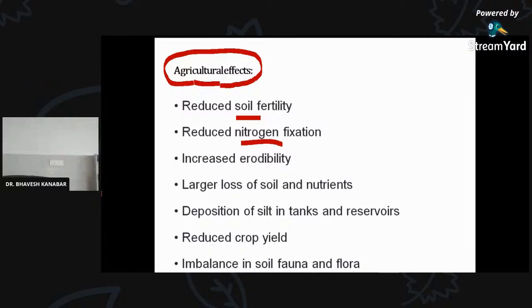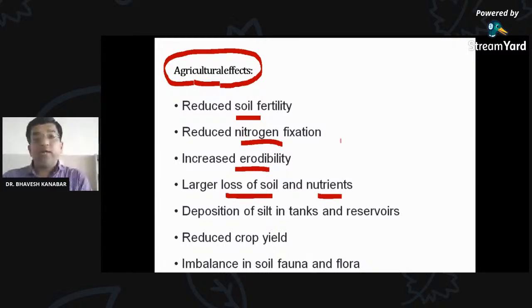So it will reduce soil fertility, reduce nitrogen fixation, increase erodibility, which means soil can be easily eroded. Fertility of the soil can decrease, so that growth of the plant can decrease. Then nitrogen fixation, which is required for the growth of the plant, will decrease. There will be larger loss of the soil and nutrients.